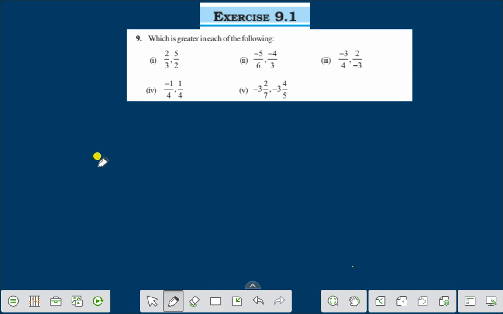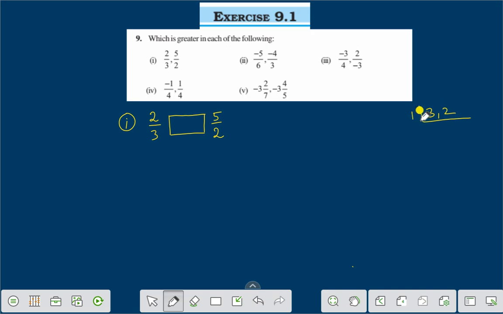Now here you see question number 1 is 2 by 3 and 5 by 2. Here you see that both the denominators are different, right? Therefore, you have to make the denominator same. That means you have to take the LCM of 3 and 2.